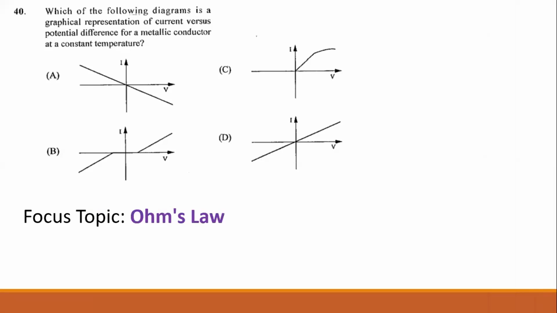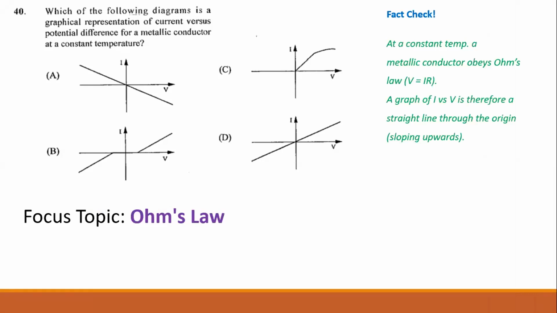Number 40. Which of the following diagrams is a graphical representation of current versus potential difference for a metallic conductor at constant temperature? Now, metallic conductors are devices that obey Ohm's law at constant temperature, which we call ohmic devices. It therefore means that a graph of current versus voltage will yield a straight line from the origin, which shows that there is direct proportion between the current and the voltage. That's D.